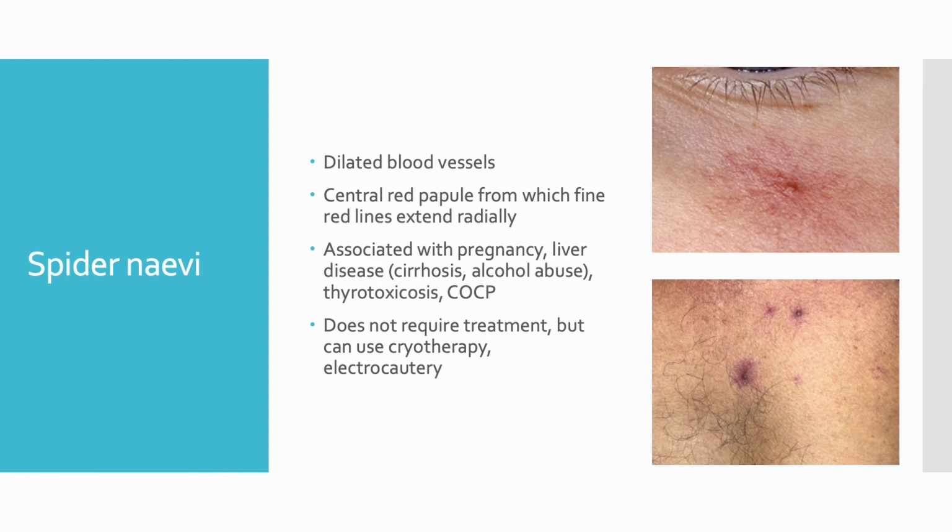They can occur in anybody, but they often occur in profusion and of excessive size in people with chronic liver disease. They can also occur in thyrotoxicosis. They often don't require any treatment, but if treatment is desired, then they can be treated by either electrocautery or laser treatment.